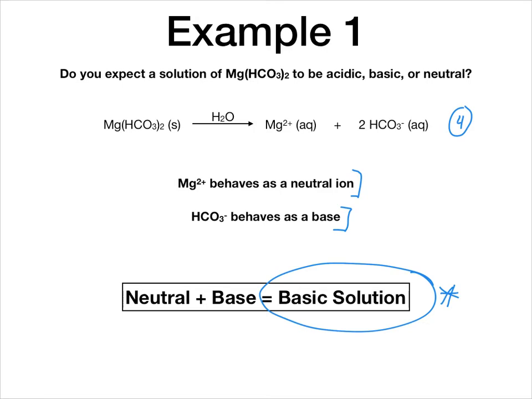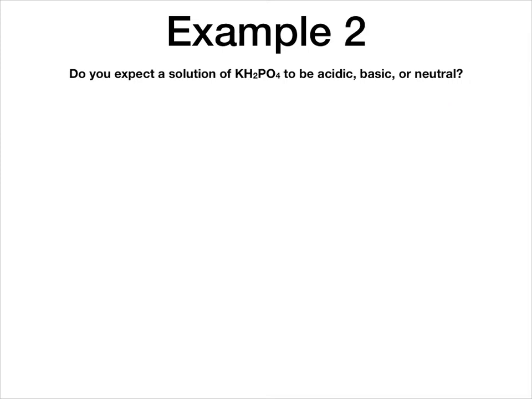Okay, so now I'm going to walk through another example of this type. For our next example, we have: do we expect a solution of potassium dihydrogen phosphate to be acidic, basic, or neutral? Step 1, I take my potassium dihydrogen phosphate, dissolve it into water, and I get potassium and dihydrogen phosphate.